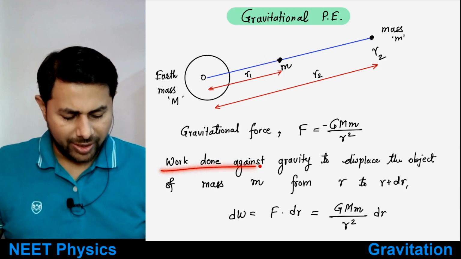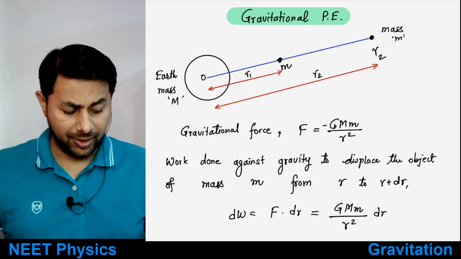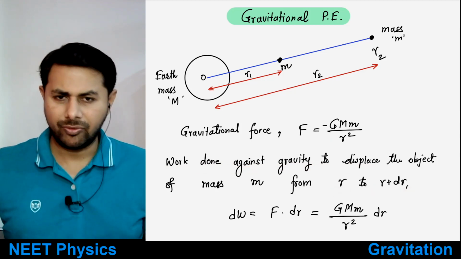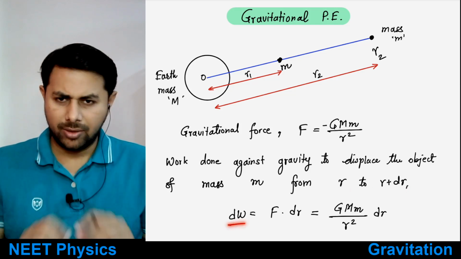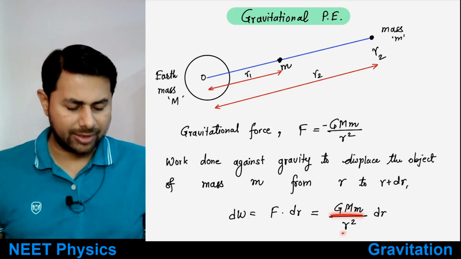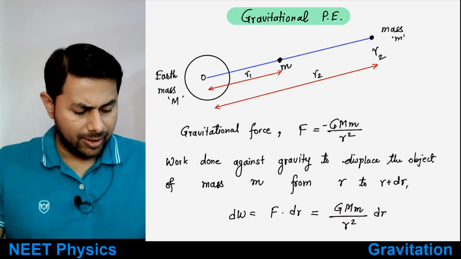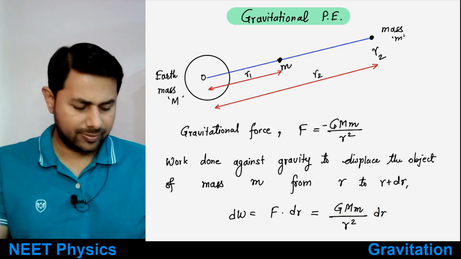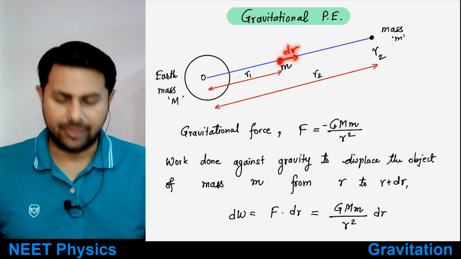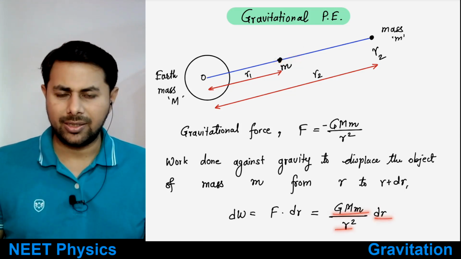So gravitational force is negative, which means it is an attractive force. Work done against gravitational force to displace this object of mass m from distance r to r plus dr: the work done for this small displacement would be the externally applied force, which is GMm divided by r square, same in magnitude as the gravitational force, multiplied by this small distance dr. So I am displacing it from here to here, that is dr. The work done is GMm upon r square multiplied by dr.